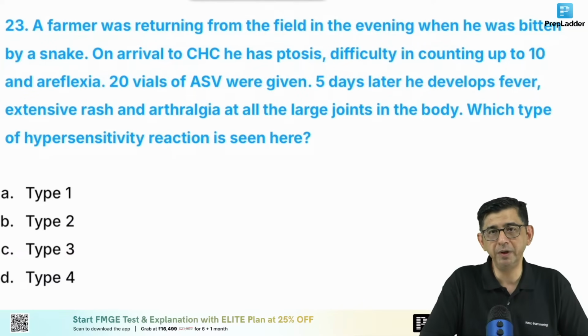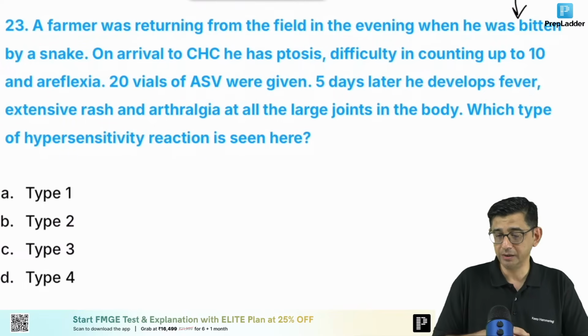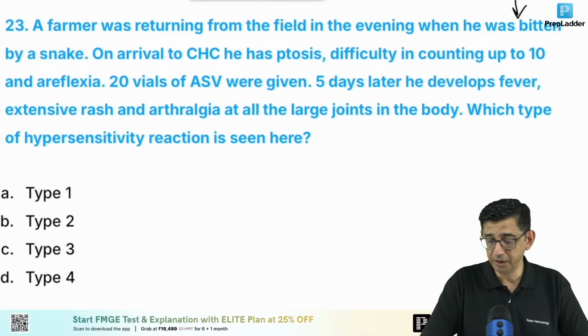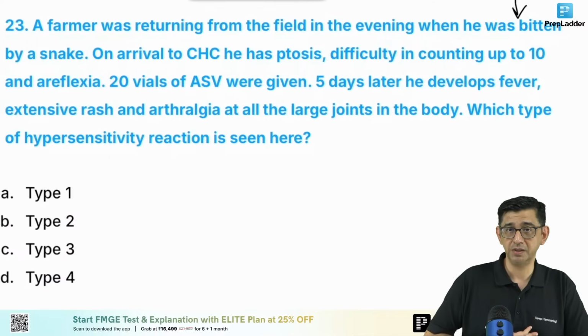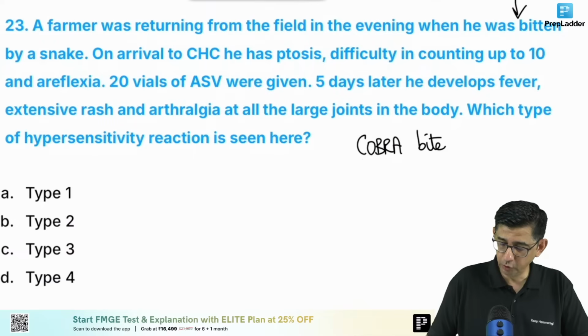If you've ever been to a village, or like I belong to a village, you've seen a lot of snakes. So what I can say is this particular person was bitten by a snake, and when he's brought to the community health center, there is ptosis and difficulty in counting up to 10. You and me can count fast, no? 1, 2, 3, 4, 5, 6, 7, 8, 9, 10. Here there is diaphragmatic weakness.